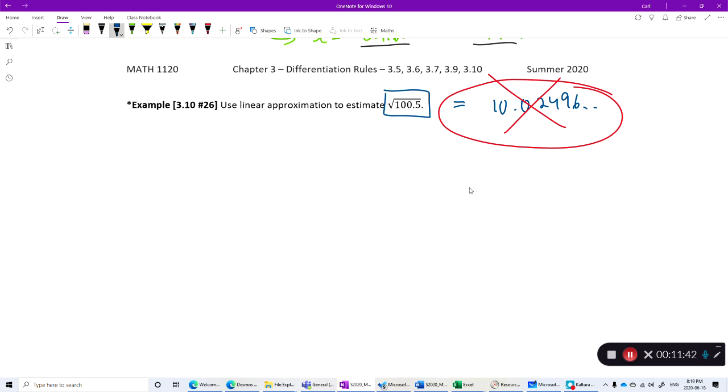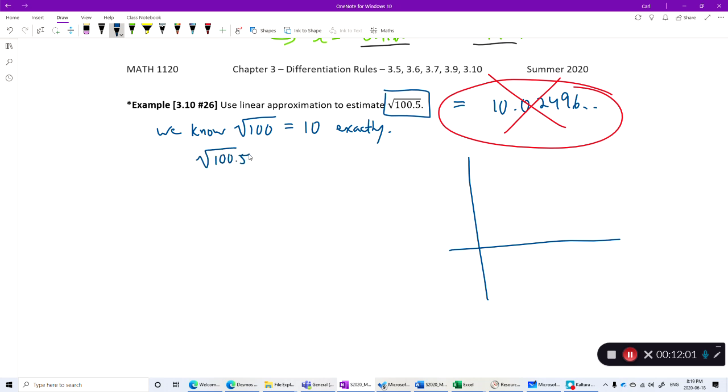So let's see here. What are we doing? Think about this. What do we know exactly? We know that the square root of 100 is exactly 10. So that means that the square root of 100.5 should be 10 plus something, right? It should be just a little different than 10. So this is what we're thinking to ourselves before we start.